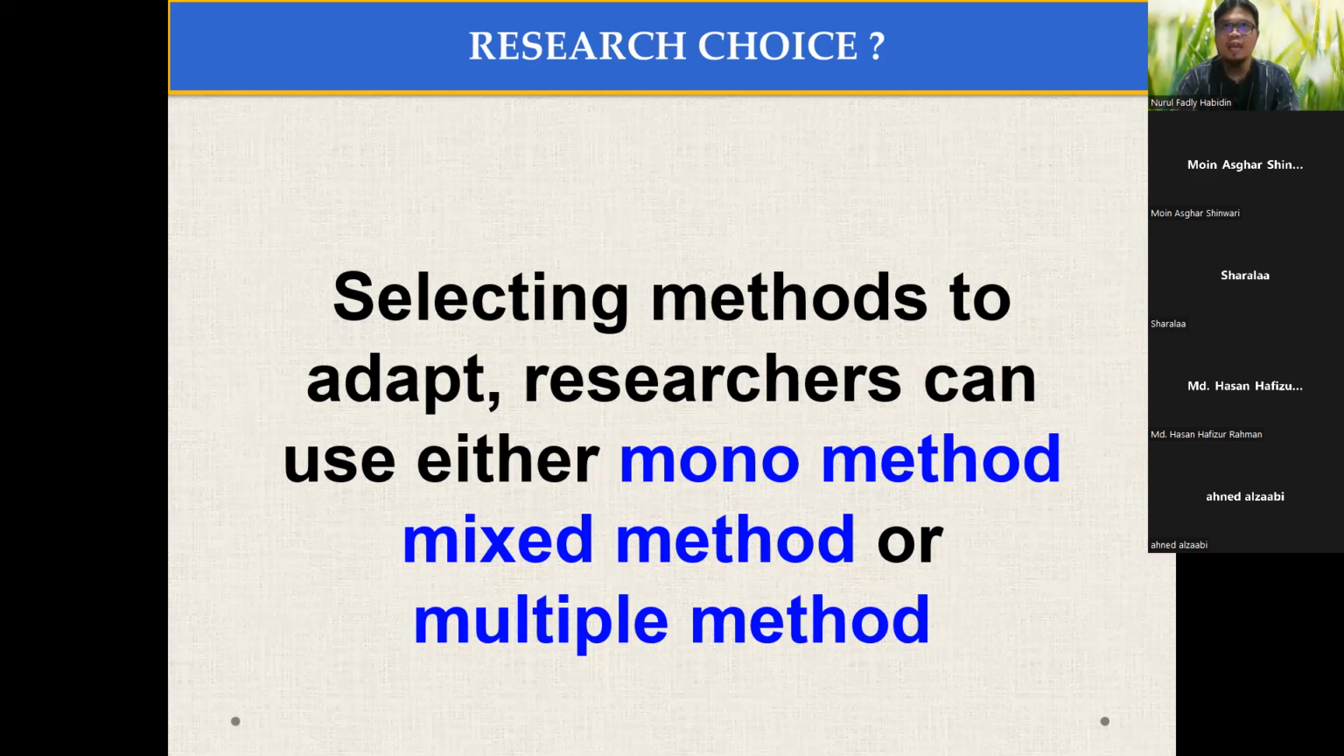Multi-method quanti if I use two from the quantitative research strategy. If I use two or more qualitative research strategy, we call that multi-method in qualitative. If I use one from quanti, one from quali, I'm mixed method. If I use only one for quanti, mono method quanti. One only quali, mono method quali. You need to know the difference between mono method, mixed method, and multi method.